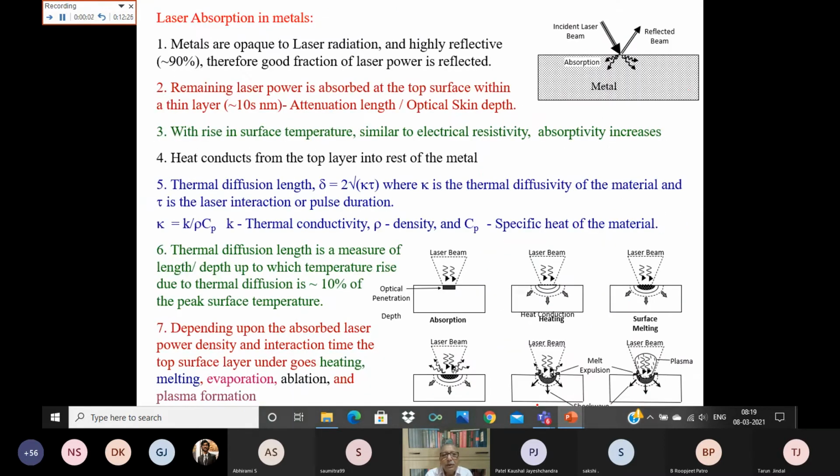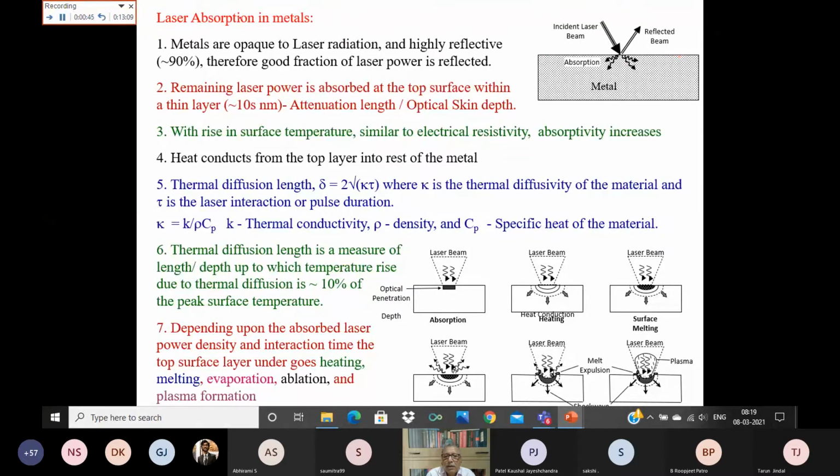Now let us see how the laser beam gets absorbed in any material. Since we are going to describe more about the metals, let us see how the laser beam, which is incident on a metal surface, is going to interact with it. Metals are opaque to laser radiation and highly reflective. All metal polished surfaces are highly reflective surfaces.